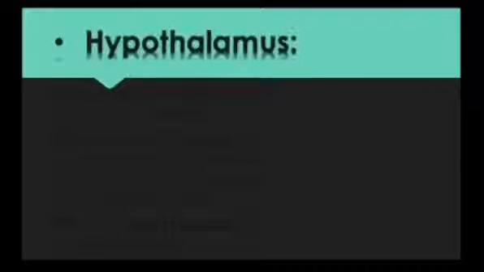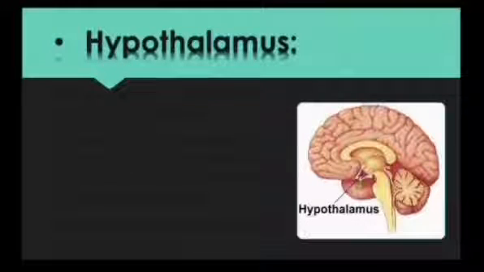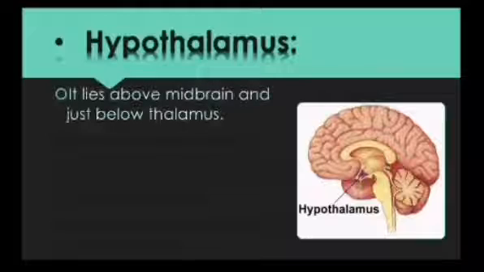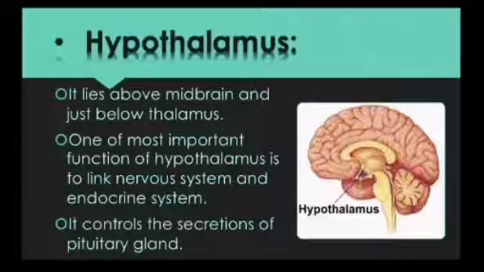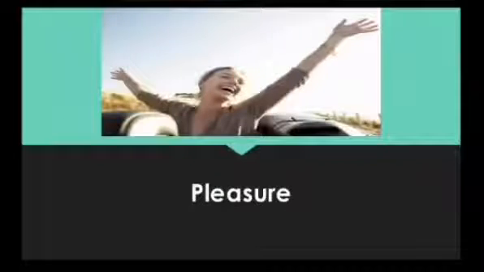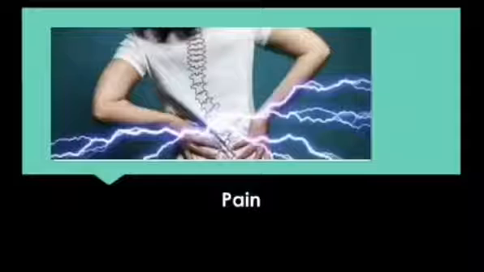So third is the hypothalamus. It lies above the midbrain and just below the thalamus. One of the most important functions of the hypothalamus is to link the nervous system and the endocrine system. It controls the secretion of the pituitary gland. It also controls our emotions like pleasure, sorrow, or pain.